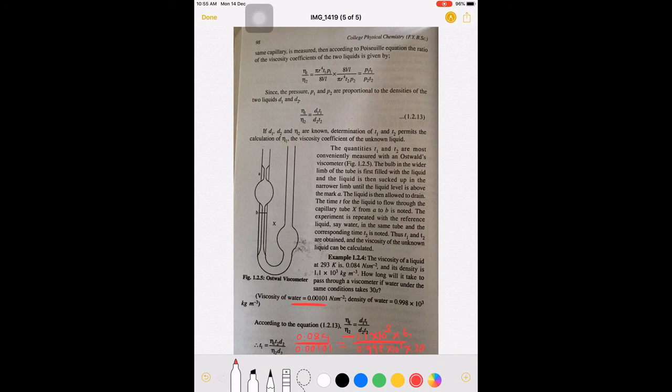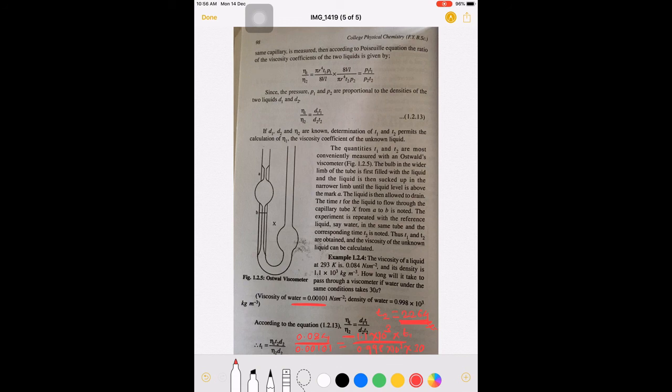So by putting all these values, if you calculate on a calculator, we get the answer: T1 is equal to 2264 seconds. So 2264 seconds are required for the liquid to flow from mark A to mark B.